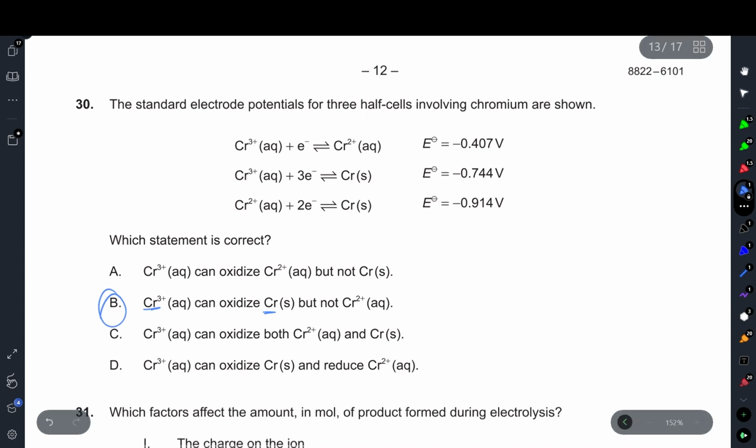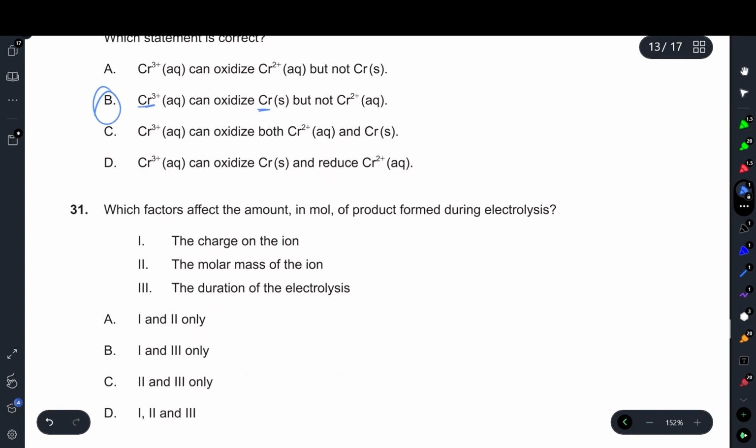Oh, sorry, I mixed that up. This is greater than this, so it can oxidize it, but minus 0.47 is greater than minus 0.74, so it cannot oxidize Cr2+. Option B is the correct answer for question number 30.